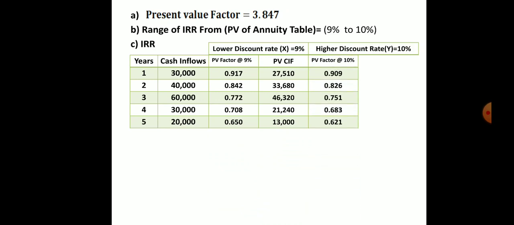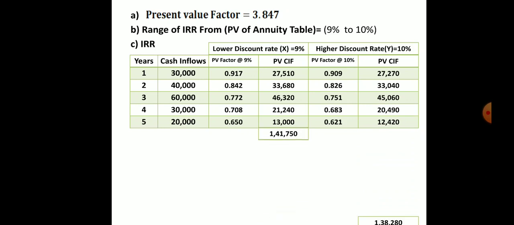For the higher discount rate of 10%, I have used the formula, or else you can take it from the present value table also. So cash inflows into the 10% factor you have to calculate. For the higher discount rate, to find the present value of cash inflow, 30,000 into 0.909, if you multiply, you will get 27,270. So first we have to find the present value. It's clear, students.